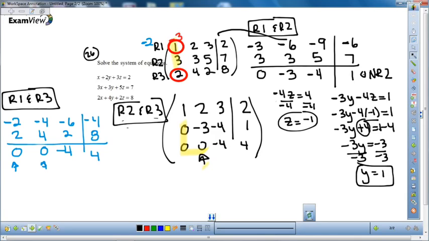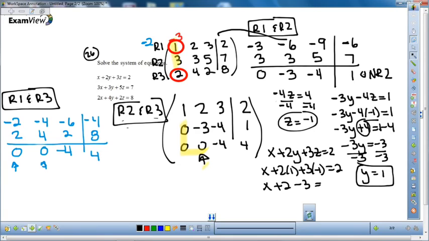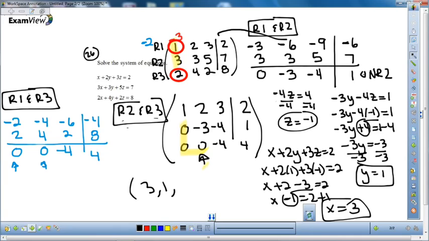So the last one is I'm going to use row 1. So x plus 2y plus 3z is equal to 2. So x is 1, z is negative 1, I'm going to have x minus 1 is equal to 2, so I'm going to add 1, so x is going to equal 3. So my solution is going to be 3, 1, negative 1.